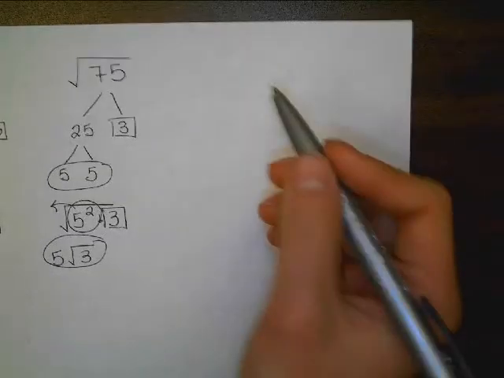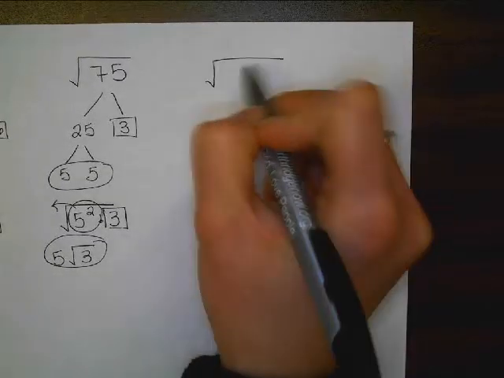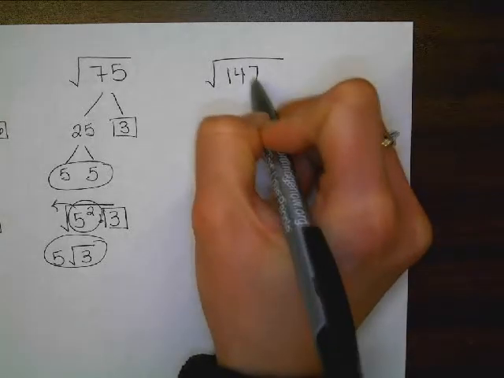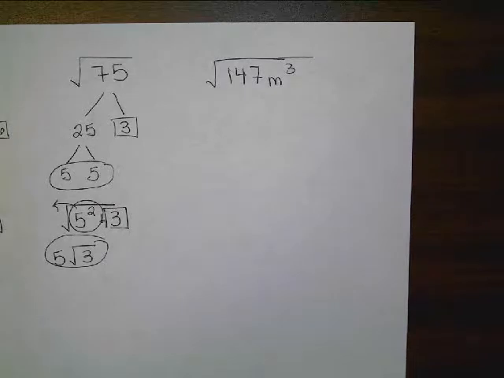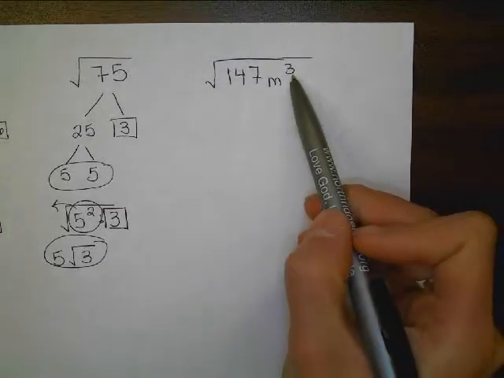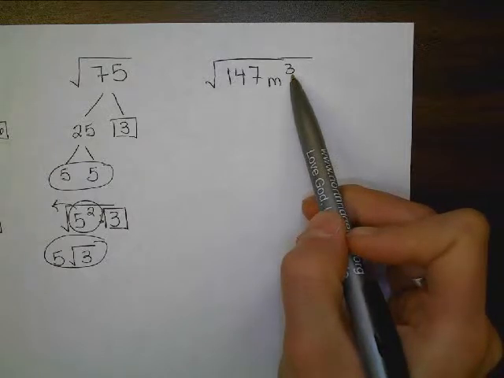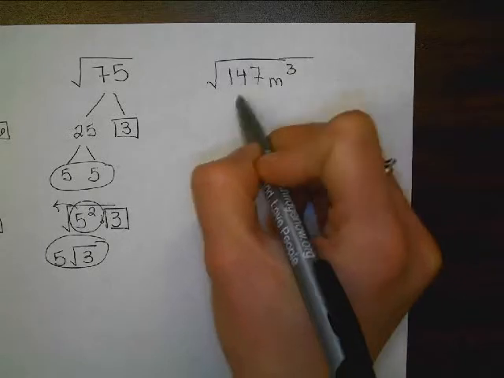Let's make it a little more complicated. Let's say that we have 147 m cubed this time. Again, we still want to make everything a pair. So we know there's 3 of these in here, but we just want pairs, so we want 2 of them. So you need to keep that in mind.